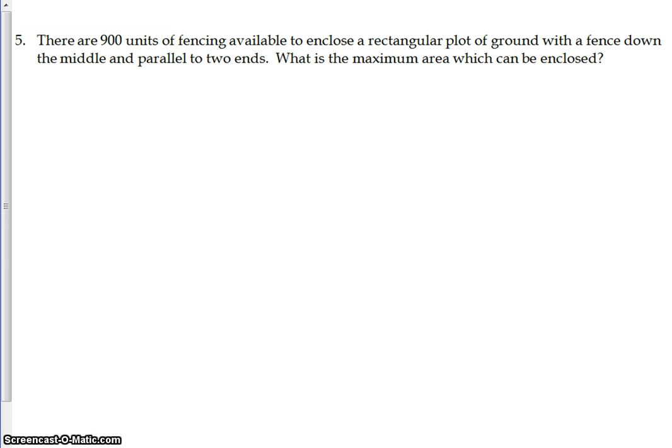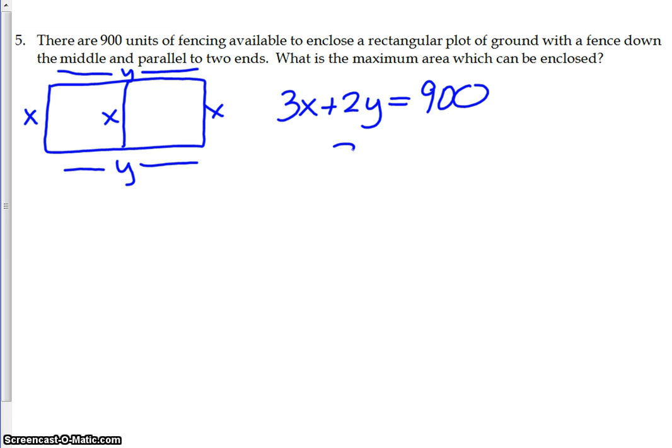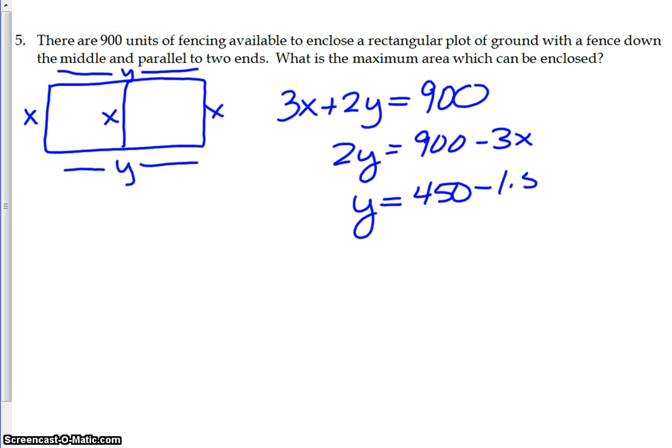This one I want to be careful on the picture because we have a rectangular fence, but then there's a fence down the middle, and it's parallel to the two ends. In other words, we have 3 x's here, and then this represents a y, and this represents our y to begin with, okay? So what we know is 3 of our x's plus 2 of our y's equal all that fencing, and we have 900 units. So 2y would equal 900 minus 3x, and y alone would equal 450 minus 1.5x.